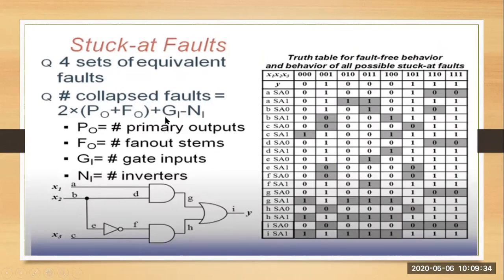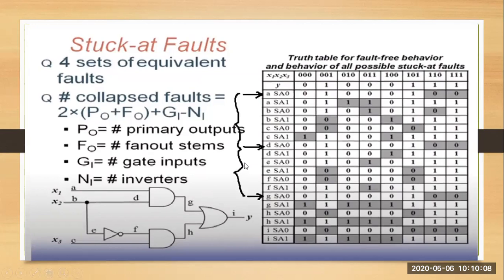How we get the primary output: if you have one, two or three differing outputs, we identify them based on the primary inputs. That is primary inputs plus fanouts, and gate inputs, each and every gate input, and the inverters. Where we have an inverter, that is what we define for the collapsed faults. And here you can see another term, which is fault equivalence.